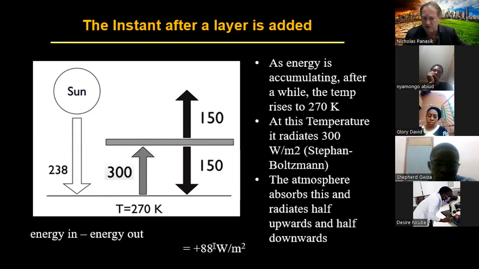So how did I get this plus 88? Where's that coming from? When I'm looking at, for the planet, energy in minus energy out, what numbers am I using to get this plus 88? The 300 minus 238.